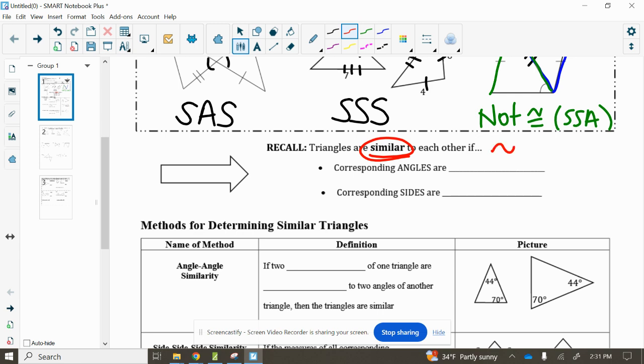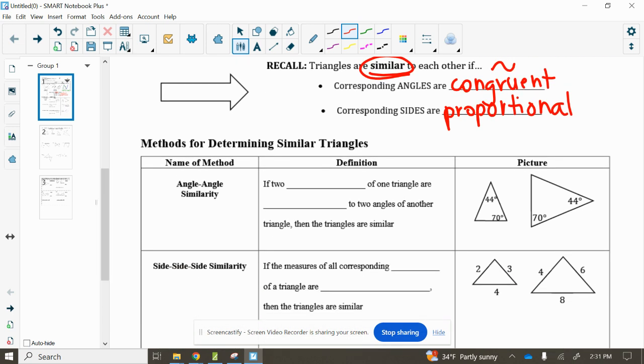Remember, similar, we are just looking for the squiggle symbol there. And remember, in our similar figures, the angles are congruent, but the sides are proportional. So we keep the same shape, but our sides are going to be different to one another. Okay? And when we are determining if triangles are in fact similar, there are 3 methods.